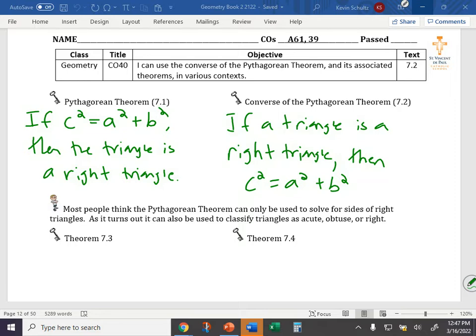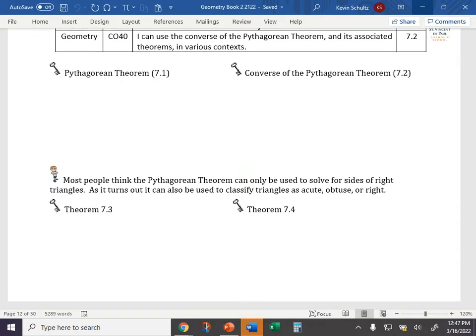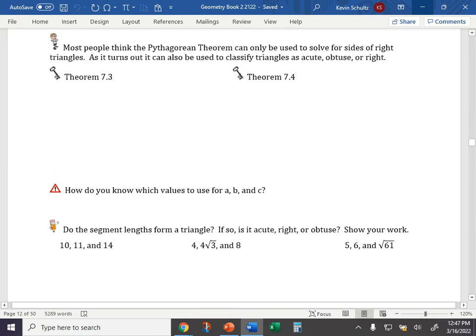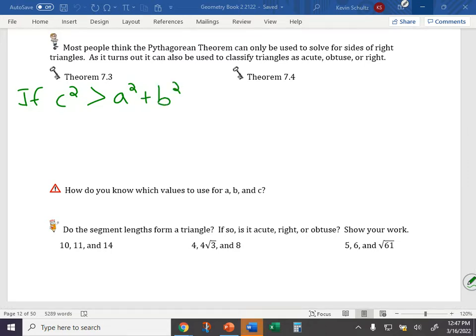Okay, so what happens if c squared is not equal to a squared plus b squared? What if c squared is greater than a squared plus b squared? If c squared is greater than a squared plus b squared, we know it's not a right triangle. It's going to be an obtuse triangle. Exactly. If c squared is greater than a squared plus b squared, then the triangle is obtuse.